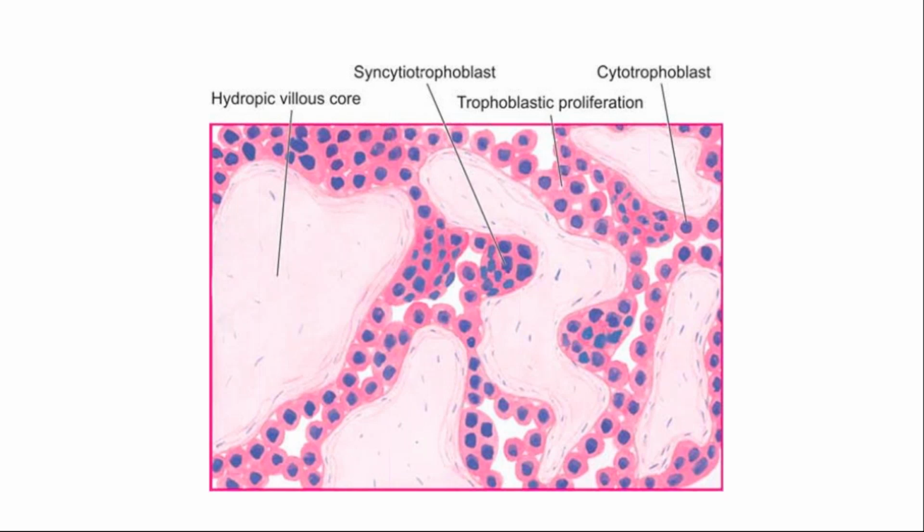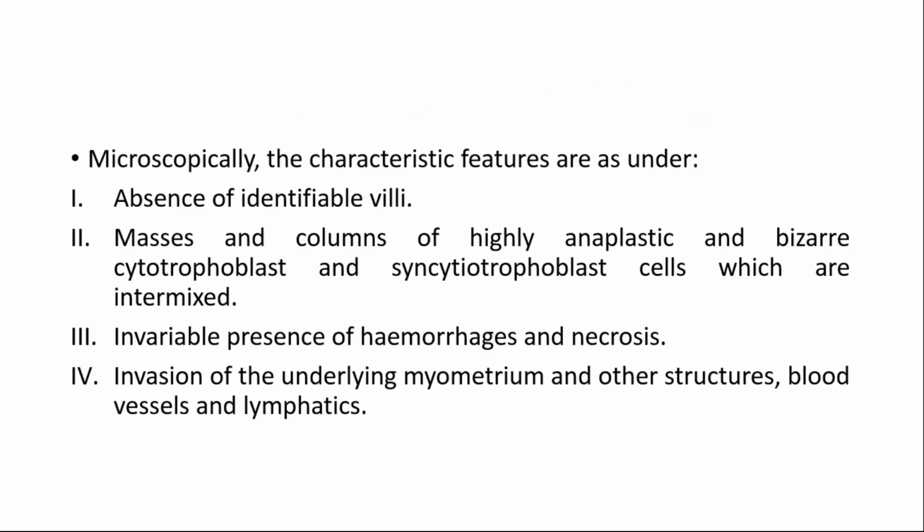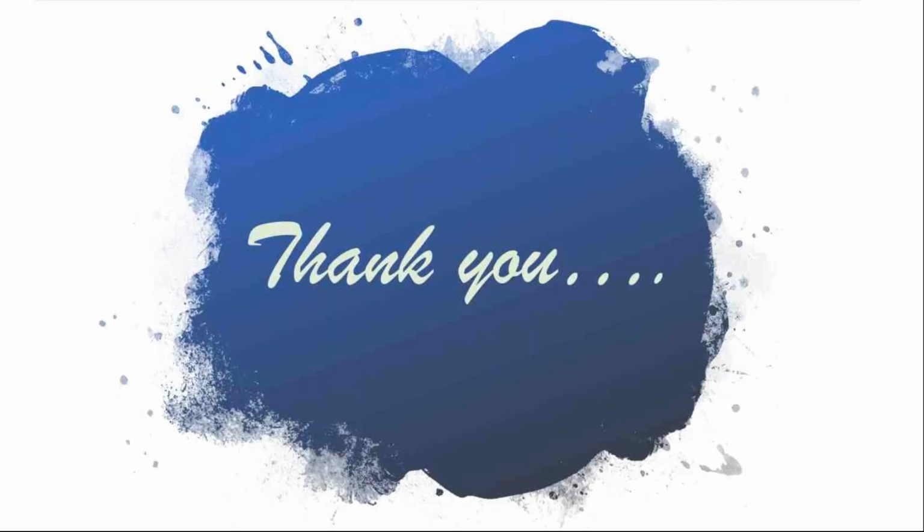So finally, in concluding, what you have to notice in the microscopy. Microscopically, the characteristic features are as under: the absence of identifiable villi, masses and columns of highly anaplastic and bizarre cytotrophoblast and syncytial trophoblast, which are intermixed, and invariable presence of hemorrhages and necrosis. Invasion of the underlying myometrium and other structures, blood vessels and lymphatics, which is seen in invasive mole. That's it. Thank you.